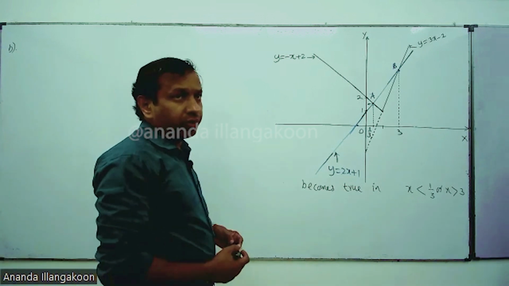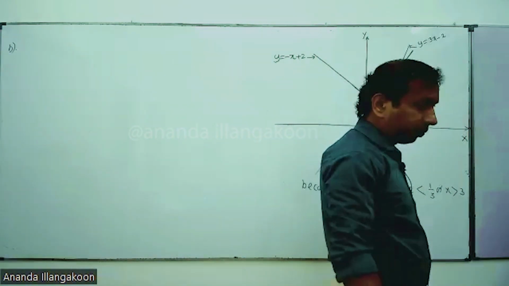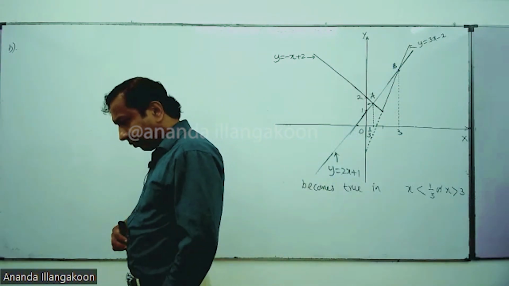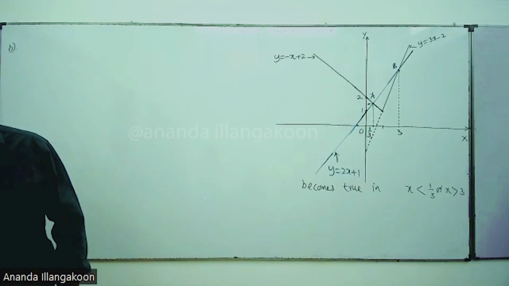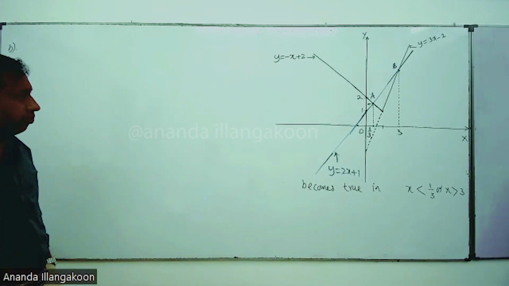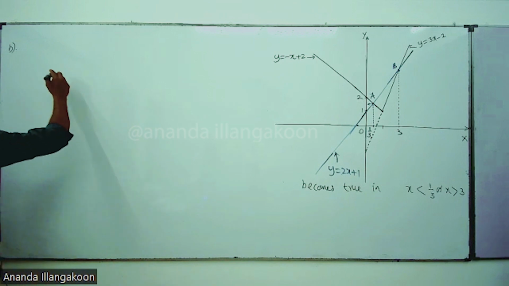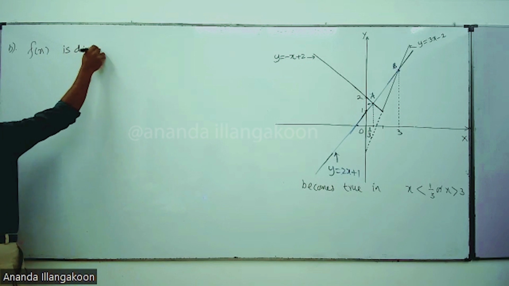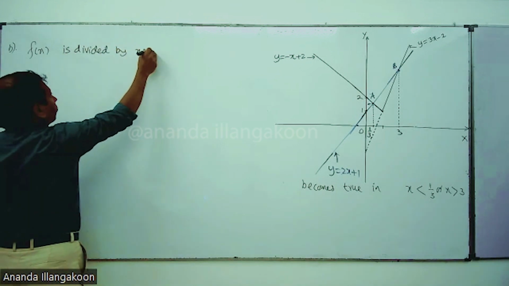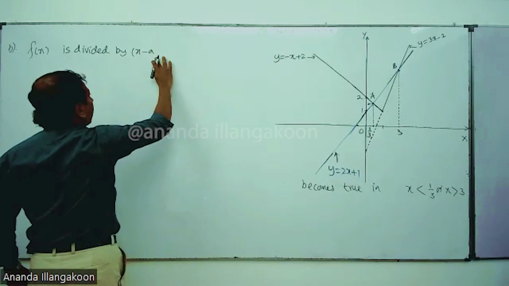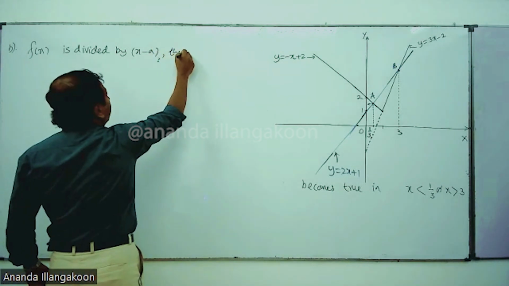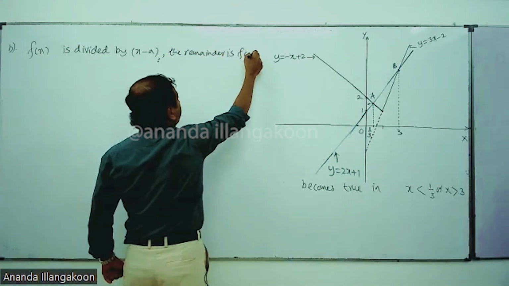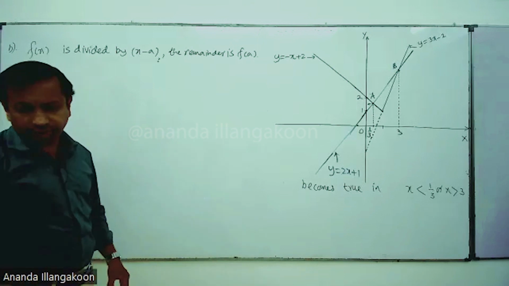When a polynomial function f(x) is divided by x minus a, the remainder is f(a). The remainder is f(a).